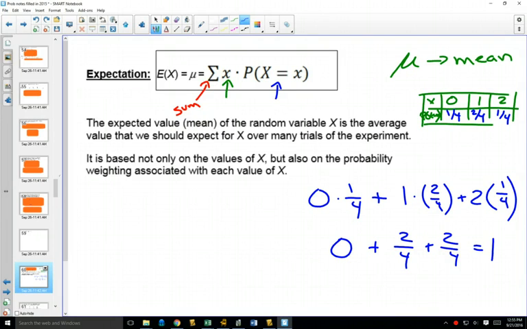head. That's your expectation. If you were to flip that coin 10 times, on average you probably expect to get 5 heads. So it's not based only on the values we have, but on the probabilities of each of those values.